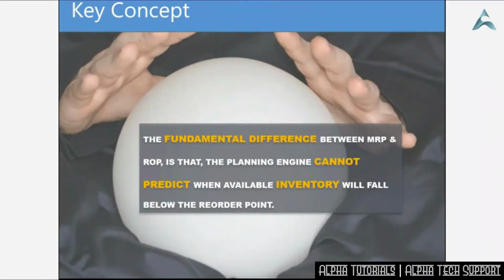The point to take away here is that MRP and ROP both serve to ensure material availability, but do so in very different manners. And the fundamental difference between the two is that with ROP, the planning engine has no prediction as to when inventory will be used or consumed. Just that when it is used and the quantity drops below that reorder point threshold, a replenishment will be triggered.